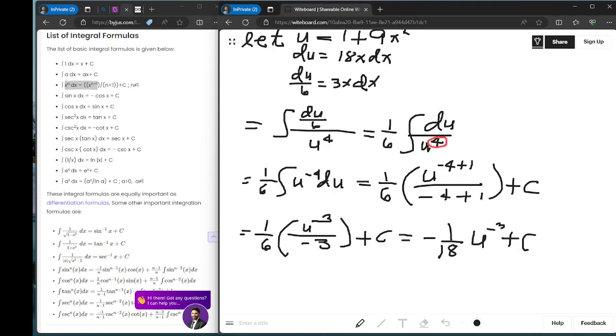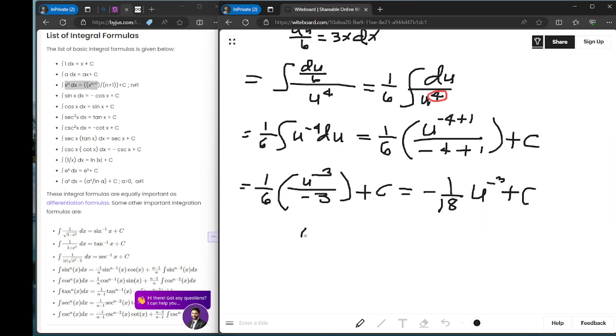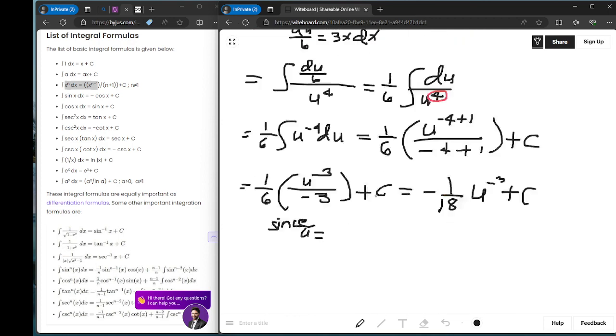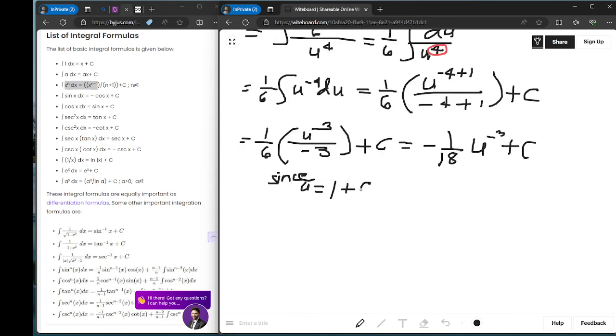But do not forget that our u is equal to, what's that? u is equal to 1 plus 9x squared. Then we have negative 1 over 18 times 1 plus 9x squared quantity to the negative 3 plus c. So if we rewrite this one, I think this is the final answer.